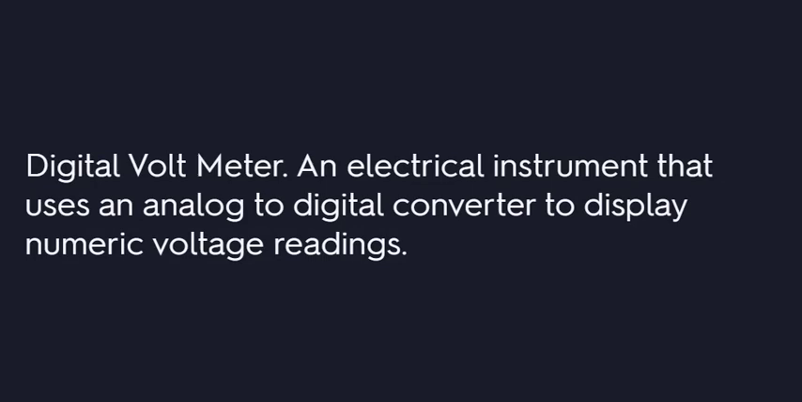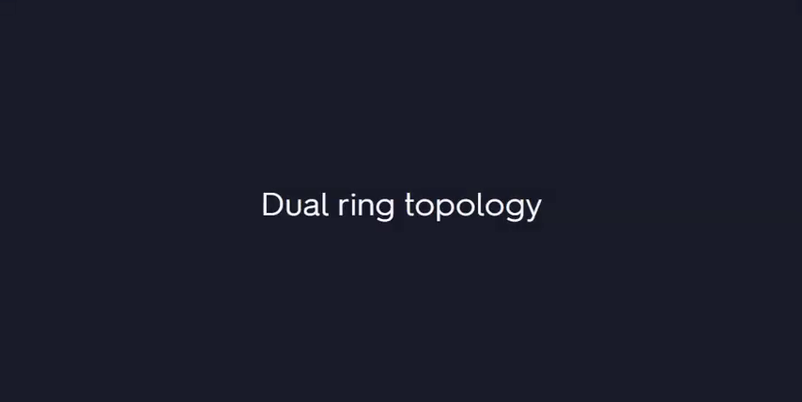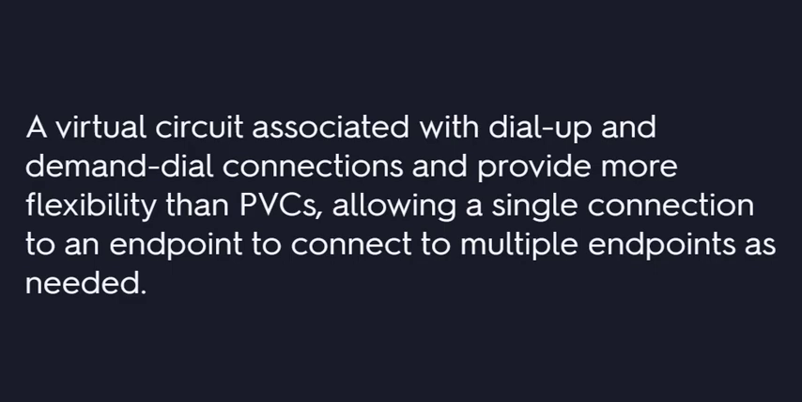Digital voltmeter. An electrical instrument that uses an analog-to-digital converter to display numeric voltage readings. DVM. A variation of the physical ring topology where two counter-rotating rings carry data in opposite directions. Dual ring topology. A virtual circuit associated with dial-up and demand dial connections that provides more flexibility than PVCs, allowing a single connection to an endpoint to connect to multiple endpoints as needed.